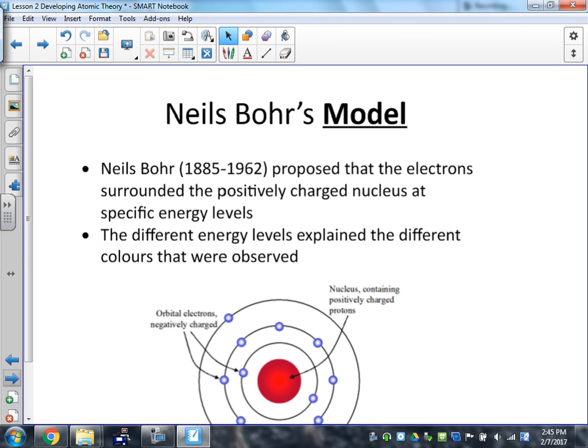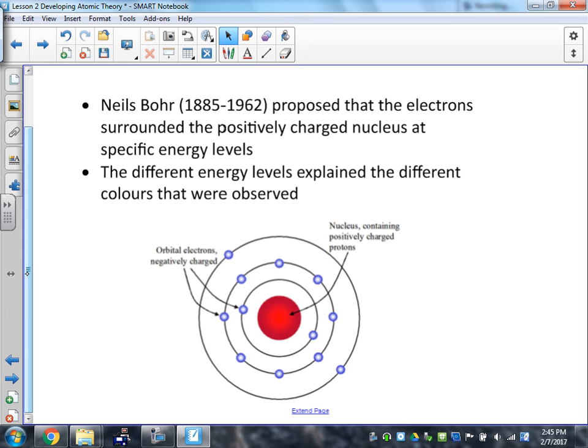So here's the Niels Bohr model, and that's probably a better diagram here. Niels Bohr posed that electrons surround the positively charged nucleus at specific energy levels, and the different energy levels explain the different colors that were observed. So that would be an example of his model: a nucleus containing positively charged protons, and then here are the electrons around the outside.